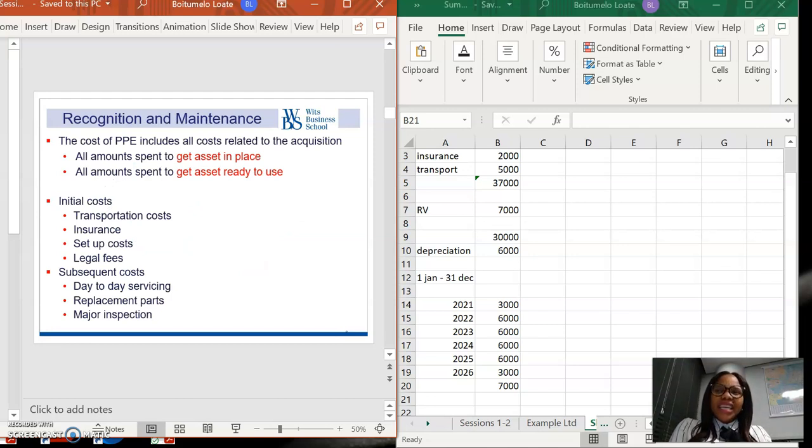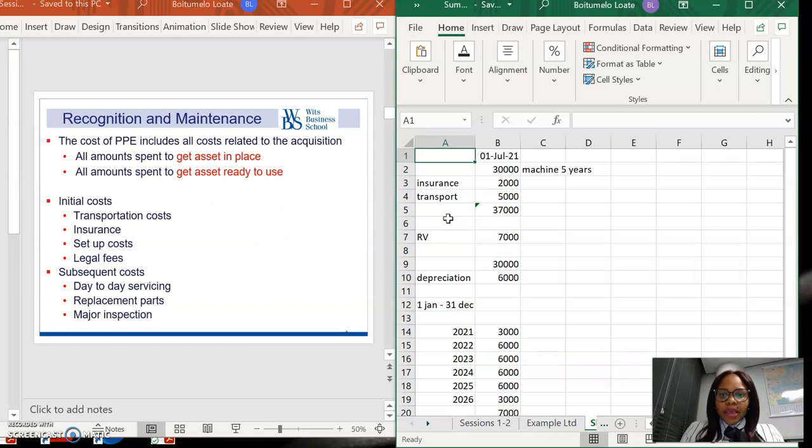Now, the question is, yes, we know how to classify it, but what amount do we classify this asset at? The amount you classify the asset at is any costs that were related to the acquisition of that asset. So if I put an example here on Excel on the right, let's assume I purchased a machine on the 1st of July, let's make it 2020. I purchased this machine for $30,000, but I also incurred $2,000 for insurance and another $5,000 for transport.